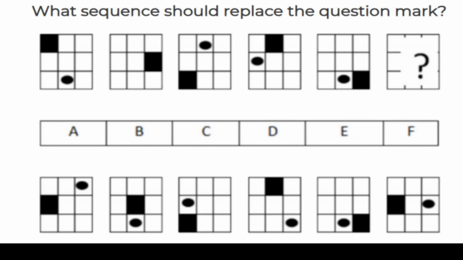Two. What sequence should replace the question mark? The answer is F. Rule number 1, black shaded box rotates 3 squares clockwise each time. Rule number 2, black circle rotates 2 squares anti-clockwise each time and is concealed under the black shaded box when it lands on the same spot. Therefore, F is the correct answer.